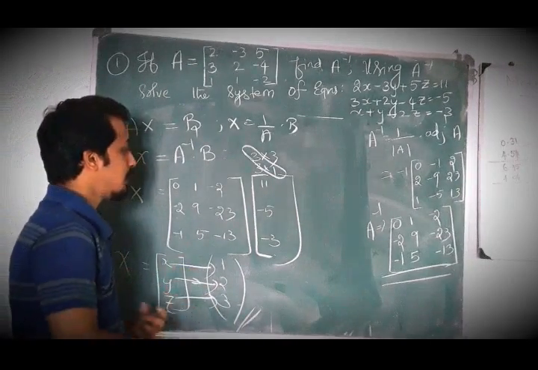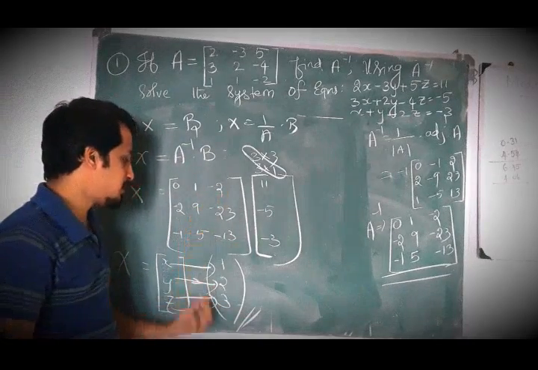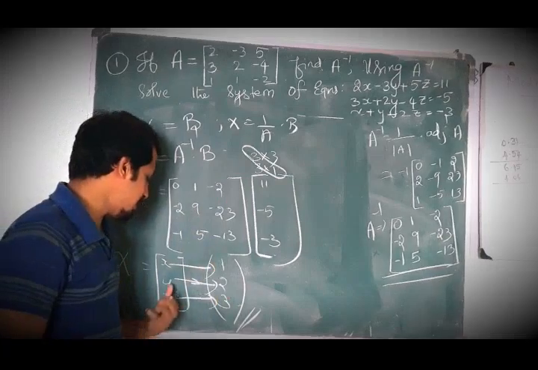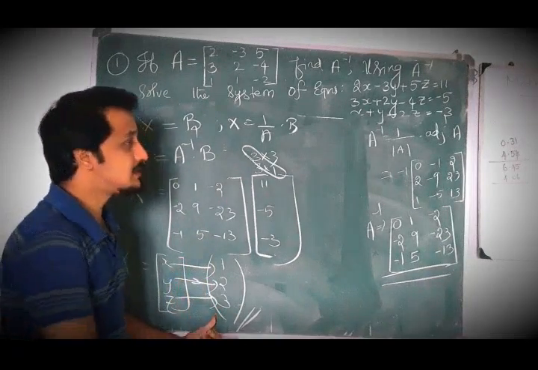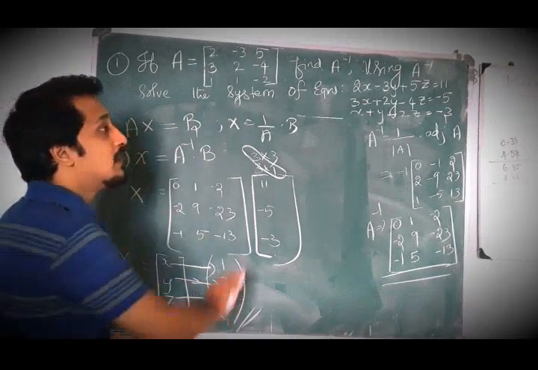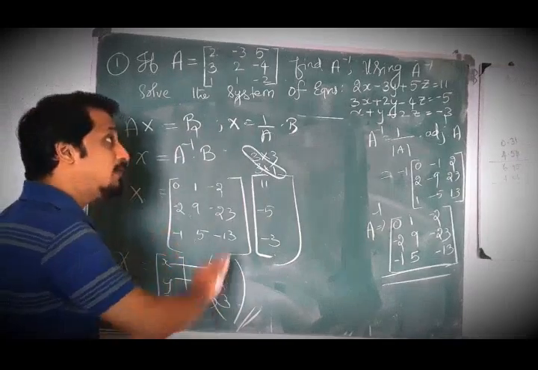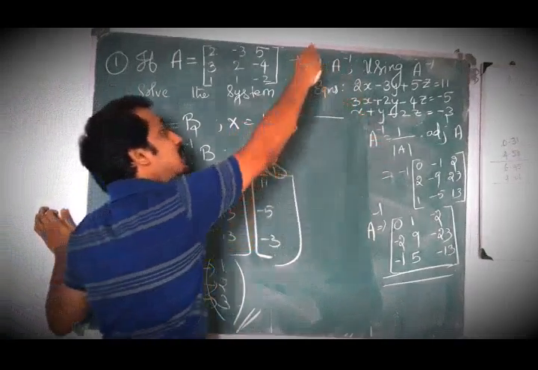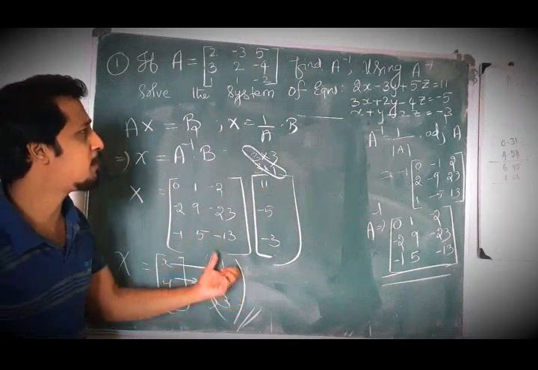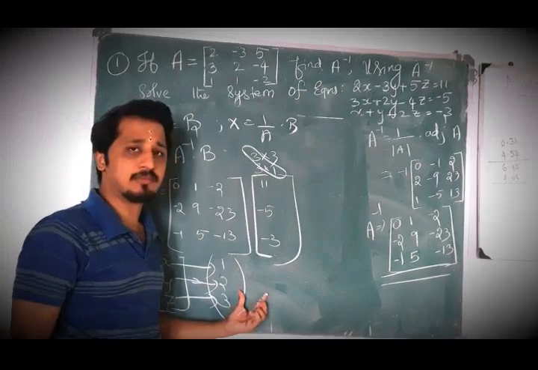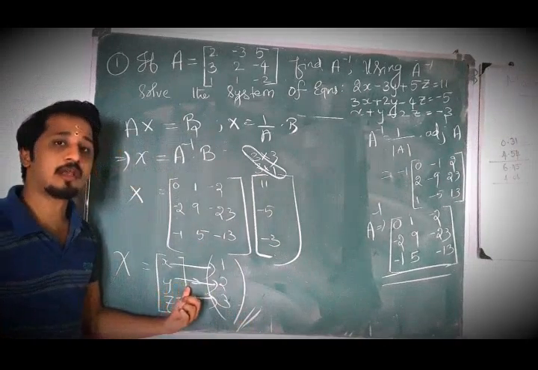Just go through this. After multiplying, you will see the value of x is 1, value of y is 2, value of z is 3. Is it clear? This is the way you have to solve the system of equations using A inverse. It's a very important type of problem they can ask. Okay? Is it clear?